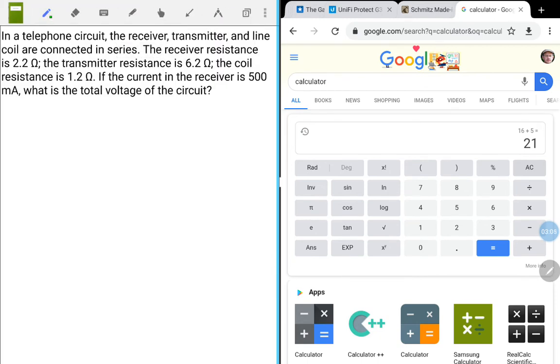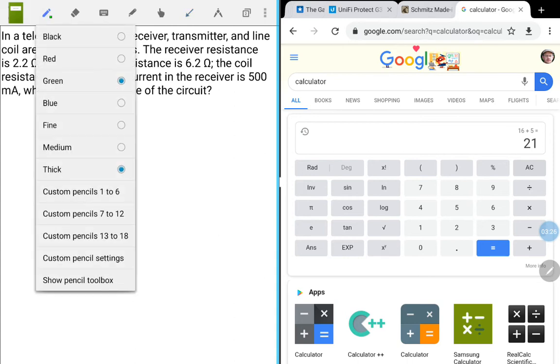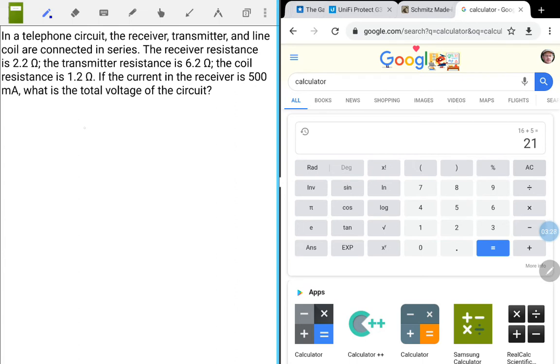And it says in a telephone circuit, the receiver, transmitter, and line coil are connected in series. So we can see immediately that we have 3 things: the receiver, the transmitter, and the line coil, and that they are in series. So again, we know which rules we're using. And we're going to come up here with the blue, and we'll write down a table.